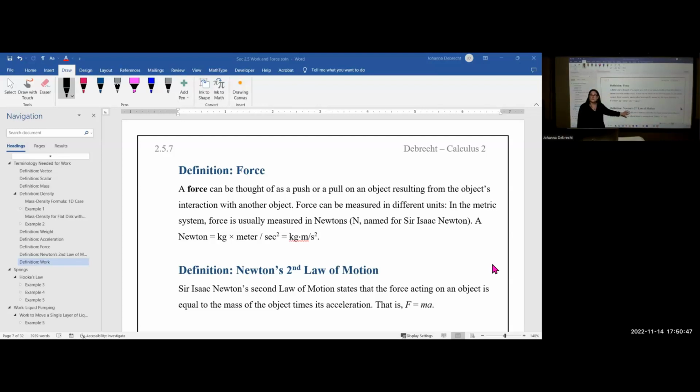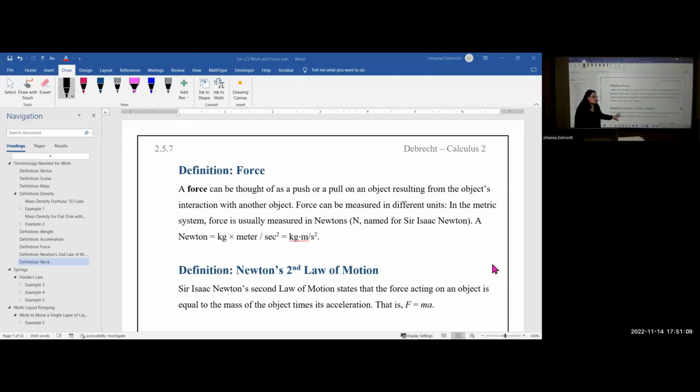Now, what is Newton's second law of motion? So this is Sir Isaac Newton back in 16, whatever it was. He founded calculus along with Gottfried Leibniz. He published in 1692. So that's when calculus first got its start, but he came up with the laws of motion quite a long time before that.